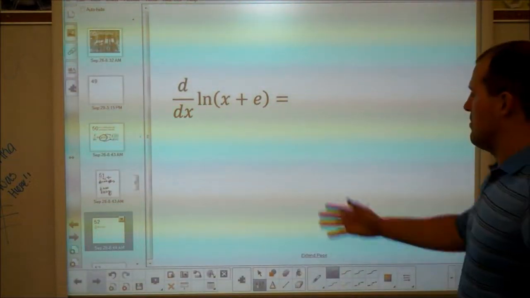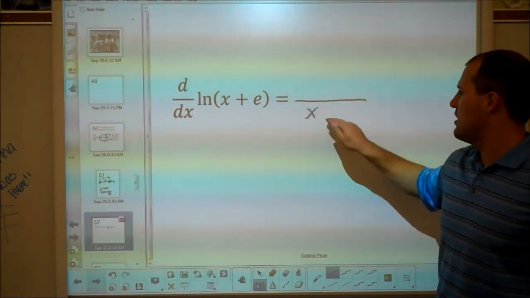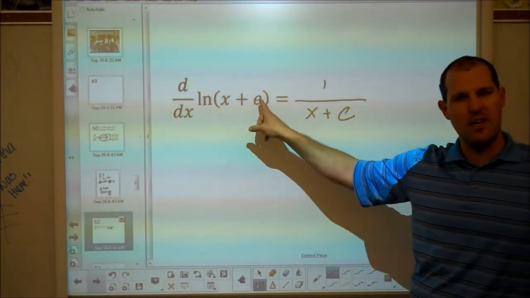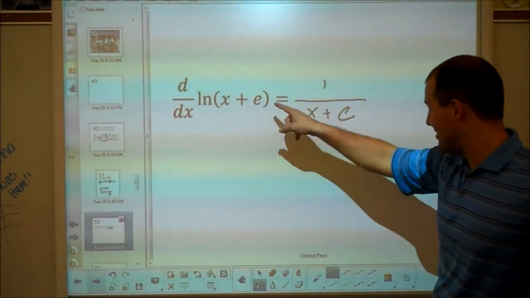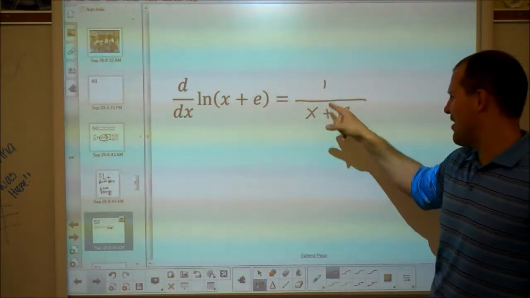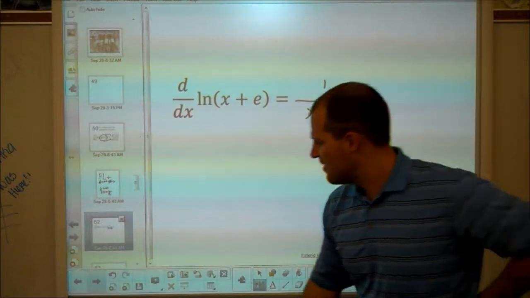Here's our second example. Okay, it's a fraction. You write what you see in the denominator. Derivative of x is 1. What about the derivative of e? That's a number, so be careful. It's just a number. So you take the derivative of it, it's 0. So there's your derivative. That's done.